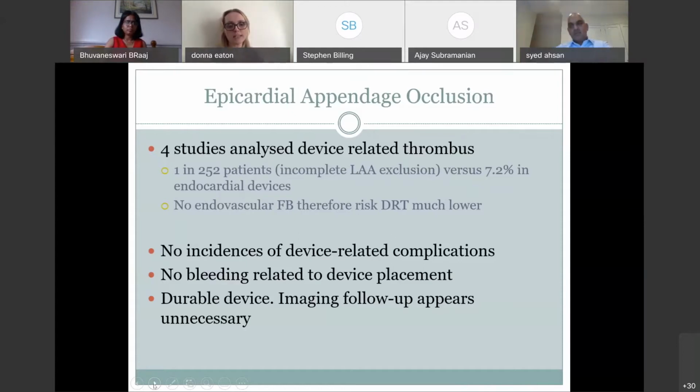There were no incidences of device-related complications in the group. There was no bleeding related to device placement, and the device was felt to be durable. Next slide, please.